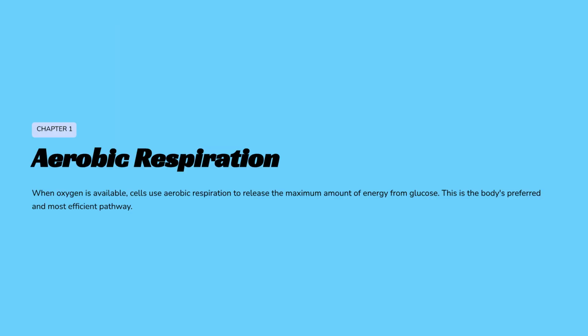We begin with Chapter 1, Aerobic Respiration. When oxygen is available, cells use aerobic respiration. This pathway releases the maximum amount of energy from glucose, making it the body's preferred and most efficient method.